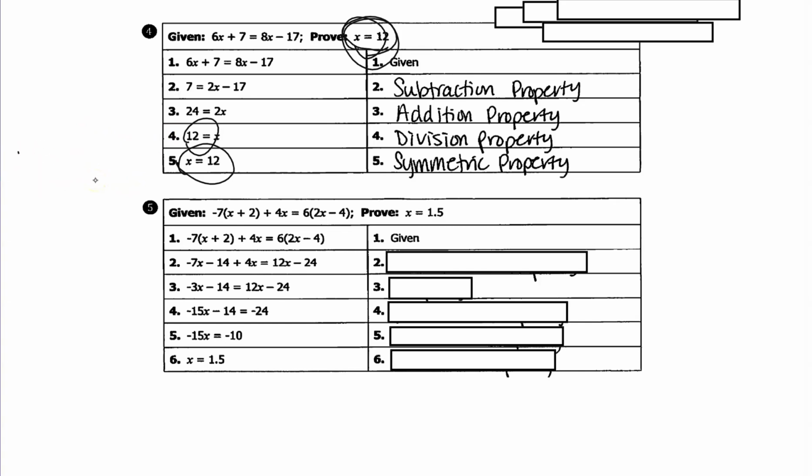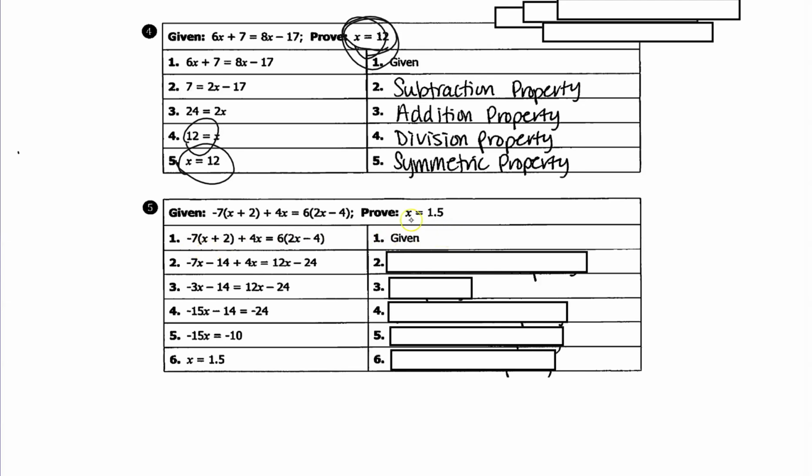All right. Number 5. Why don't you go ahead and pause me, see if you come up with the same answers I do. All right, so we are given negative 7 times x plus 2 plus 4x equals 6 times 2x minus 4, and we need to prove that x is equal to 1.5.